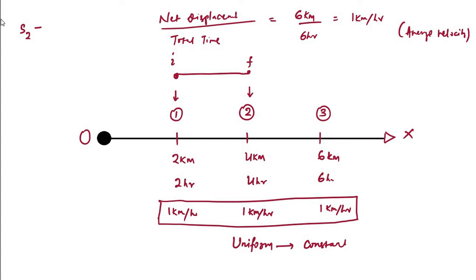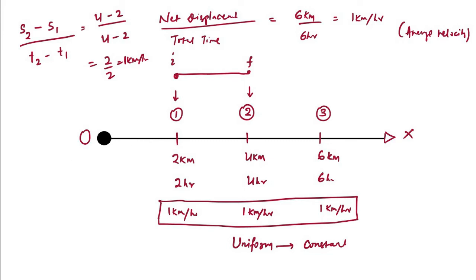So here, final position S2 minus initial position S1 divided by T2 minus T1. Here it is 4 kilometer minus 2 kilometer by 4 hour minus 2 hour, which is again 2 by 2, which is equal to 1 kilometer per hour. So the velocity during this interval is also 1 kilometer per hour. Okay, so this is the concept of velocity.